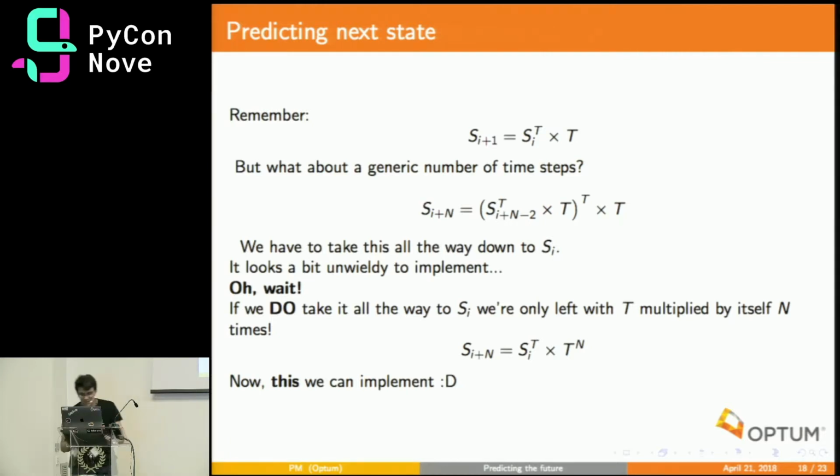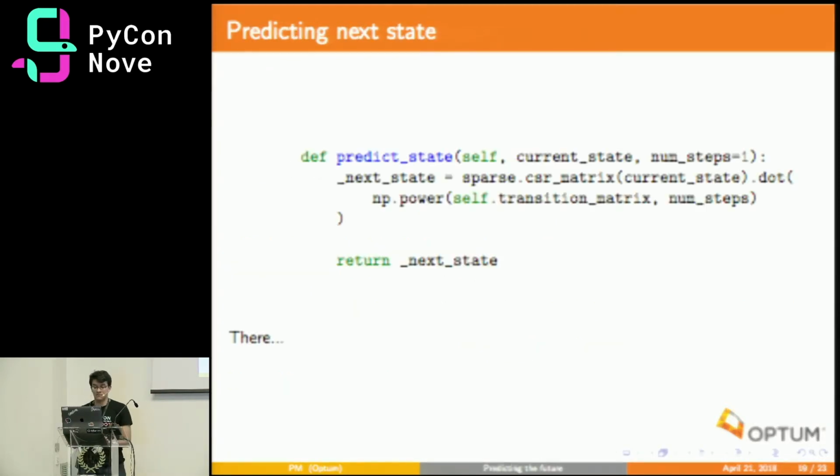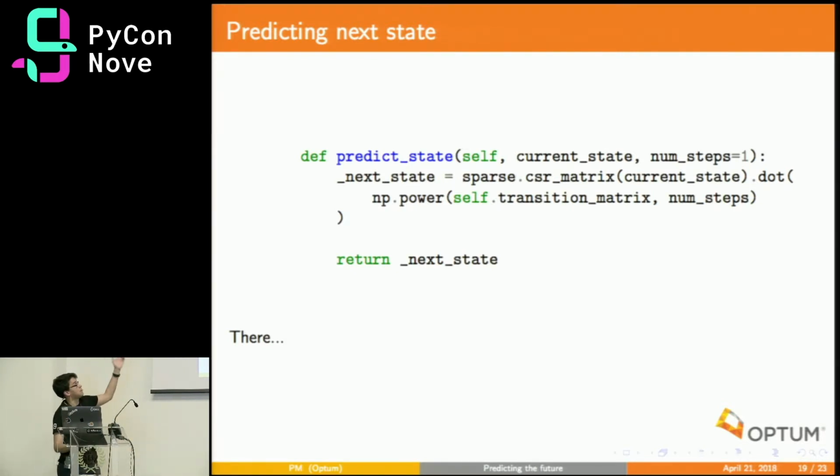Cool. This is something we can implement easily. And the implementation is just that. We take a state. We have to know how many steps we have to go into the future. We take the power of the transition matrix, with p dot power. That's a matrix power, so the transition matrix has to be square for that. Well, it has to be square anyway. And we multiply that by the sparse representation of the current state. And that's all there is to it.